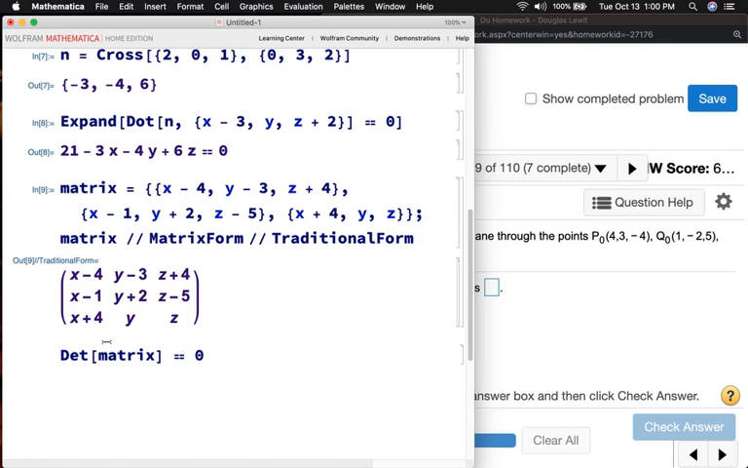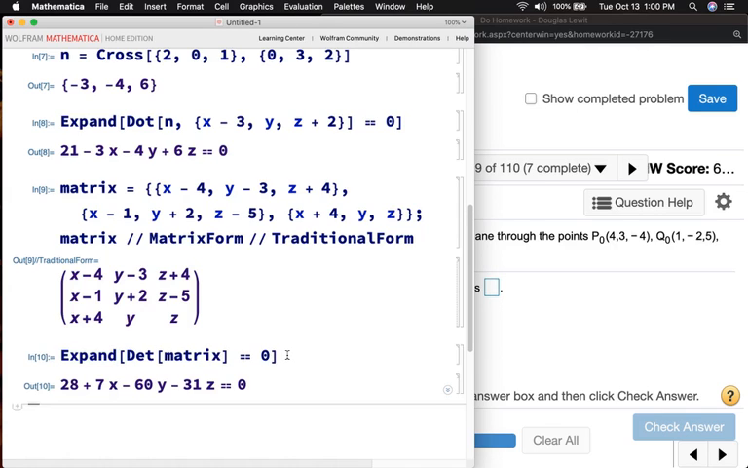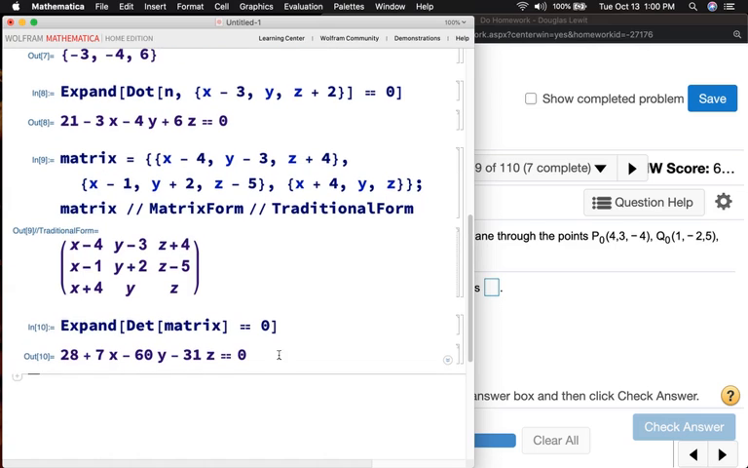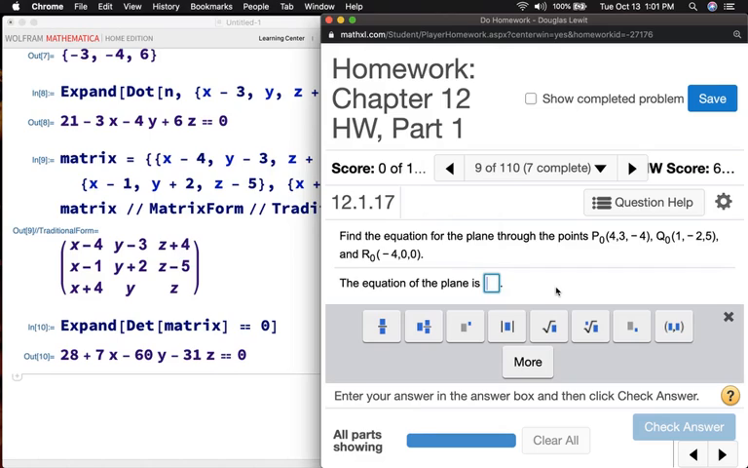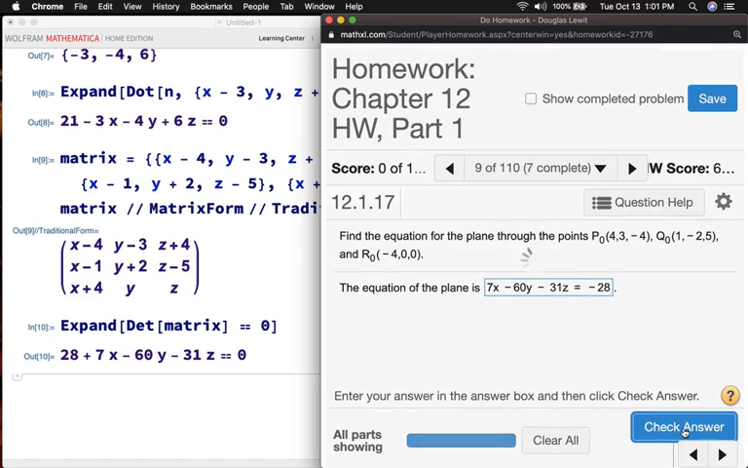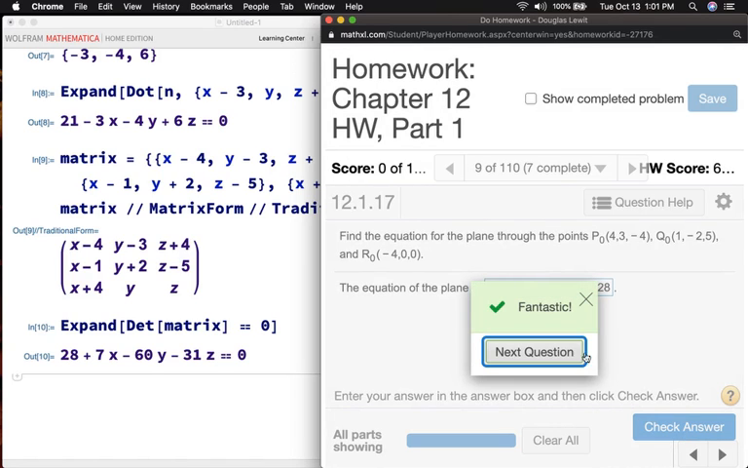And why don't we just expand this? Okay, so now I have 7x minus 60y minus 31z is equal to negative 28. And that's correct.